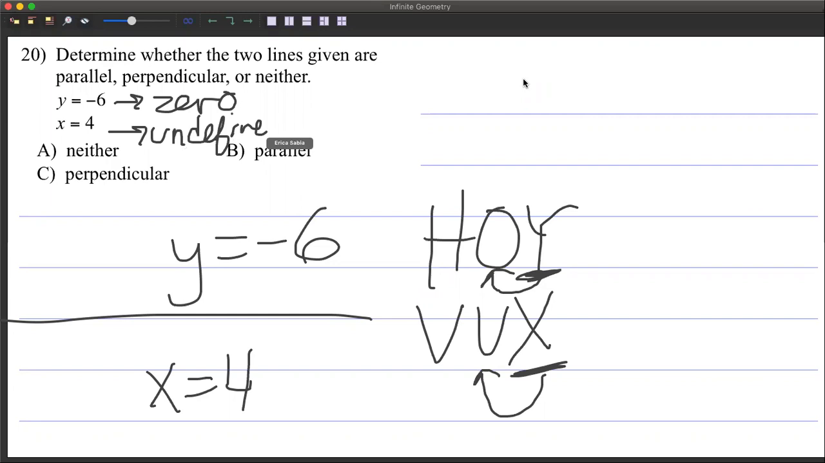Okay, so now we know something for sure. They're definitely not parallel. Because if they were going to be parallel, they would have to have the exact same slope. And 0 and undefined are not the same thing. So parallel is out. The question now is, are these perpendicular? Are 0 and undefined opposite reciprocals of each other?